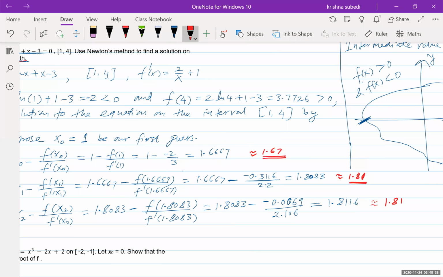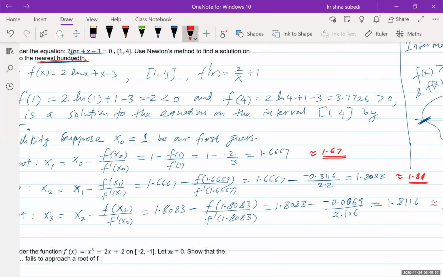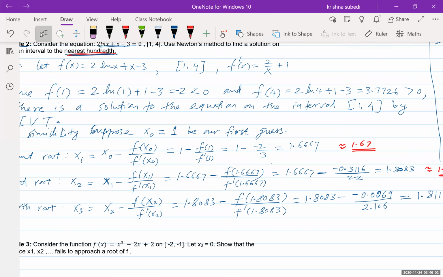So we got 1.81 here and 1.81 here. Now you can stop and relax. That will be your answer. Nearest to 100th, we got the exact same value. Does that make sense to everyone? That's how we do it when they give us this nearest to 100th or 1000th, that's what we're going to look at. So our answer is x value is 1.81 nearest to 100th. That's it.